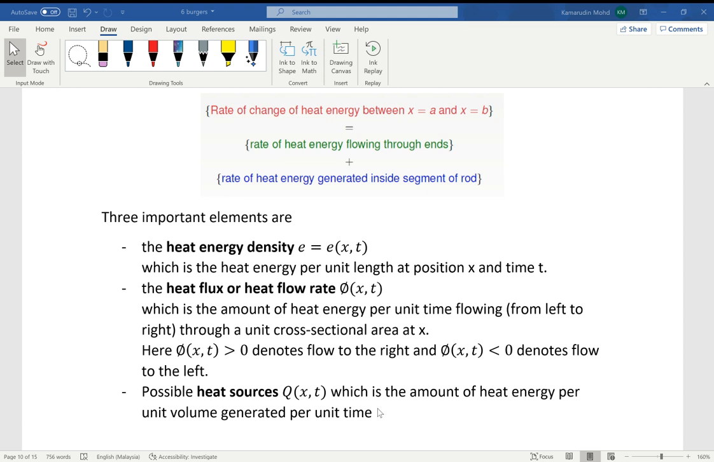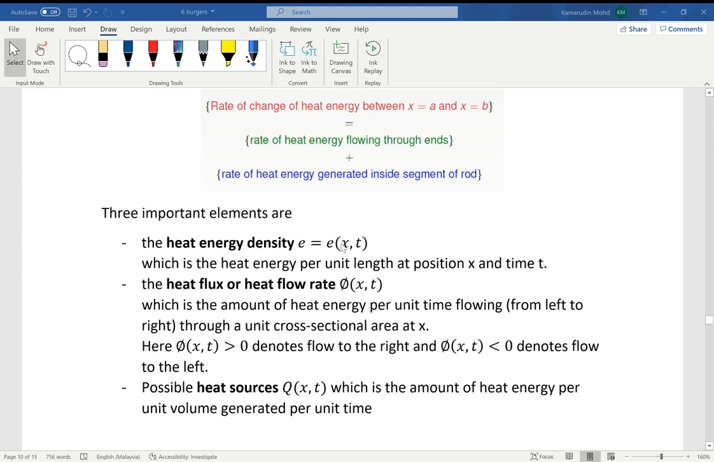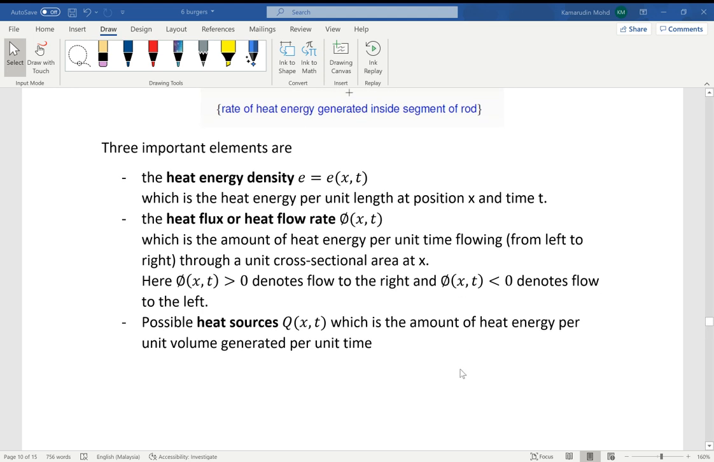And the last important element is for the last term in the conservation law. Here we consider the possible heat sources, with the variable Q, which is the amount of heat energy per unit volume per unit time. Okay, so see here, now we have it in terms of variables. Next we can change this statement into mathematical form.